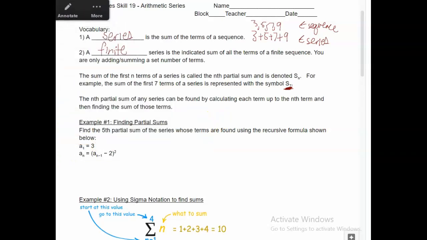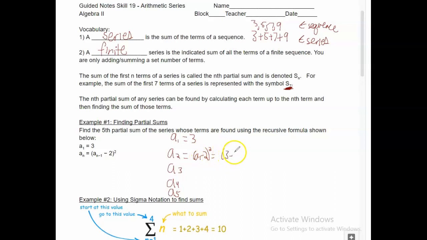So we're going to go ahead and look at the 5th partial sum. So it wants us to add A1 plus A2 plus A3, A4, and A5. I know A1 is 3. A2 is A1 minus 2 squared. A3 is A2 minus 2 squared.